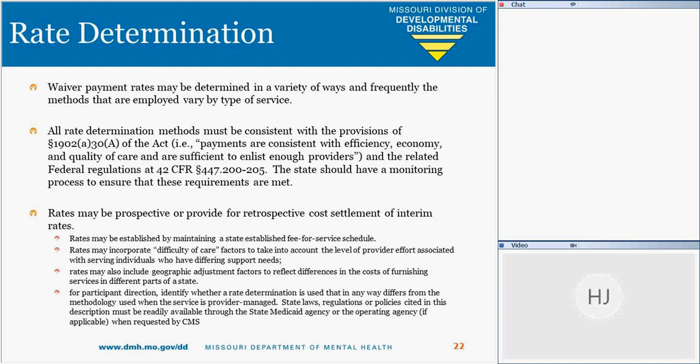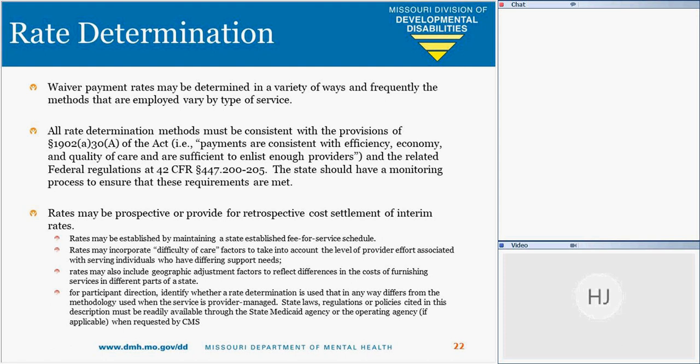So we'll look at a few different types of rate possibilities here. Rates may be prospective, or they could be retrospective, and if they're retrospective, they could have cost settlement, they can have interim rates. Rates may be established by maintaining a fee-for-service schedule, which is what we do here in Missouri with our waivers. Incorporate difficulty of care factors, so taking into account acuity levels to support those with differing support needs.